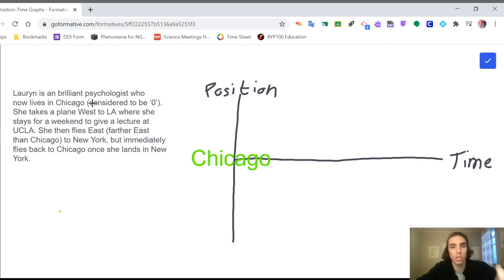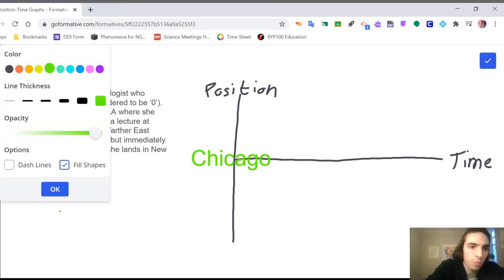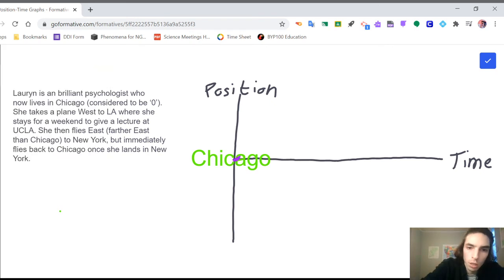Lauren is a brilliant psychologist who now lives in Chicago. She then takes a plane west to LA. So that to me sounds like she is starting in Chicago. I'll draw that. Again, Chicago is home. So if Lauren's starting there, she's not starting east or west of Chicago. She's starting right there at 0.